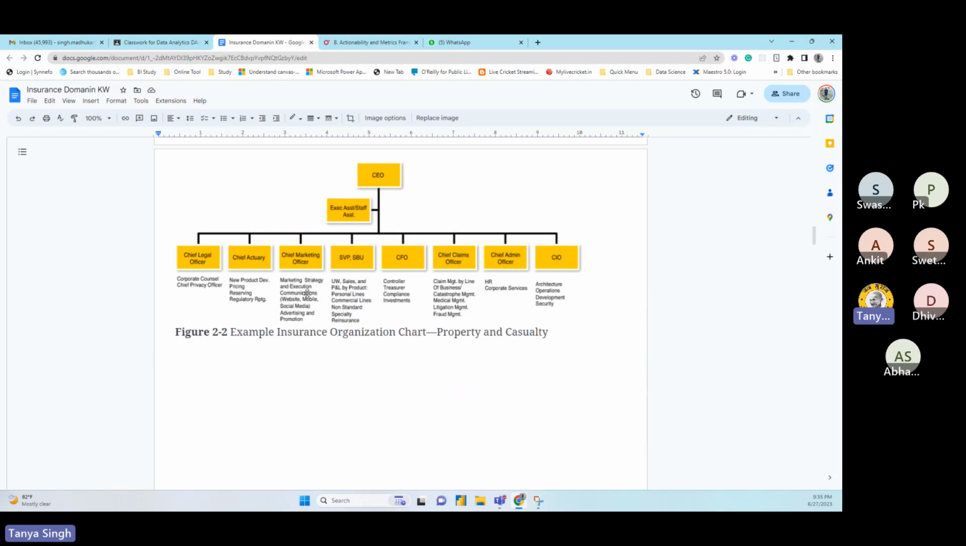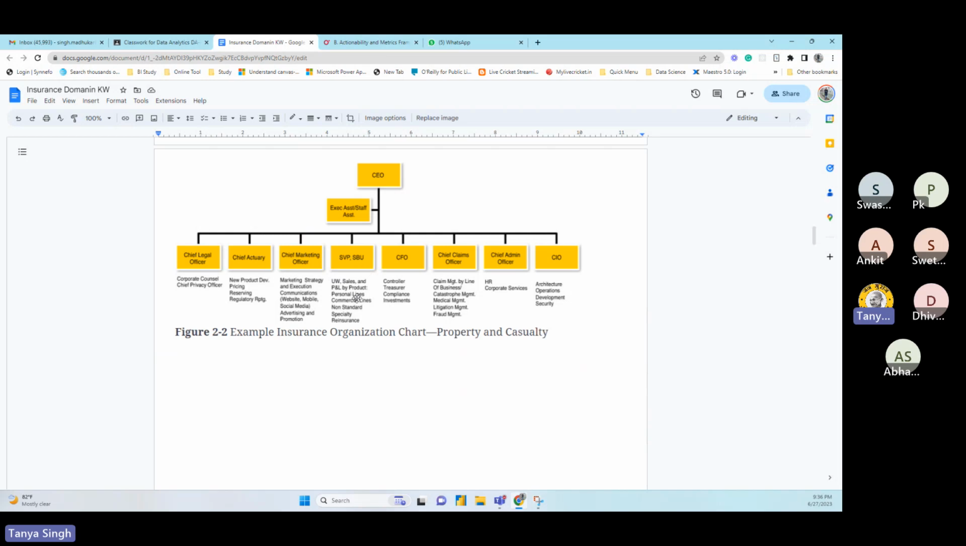Then the chief marketing officer. Marketing is also very important, otherwise no one will buy your product. That's why we keep hearing about Liberty Mutual and all those companies. Marketing is definitely social media marketing, website, and all that.